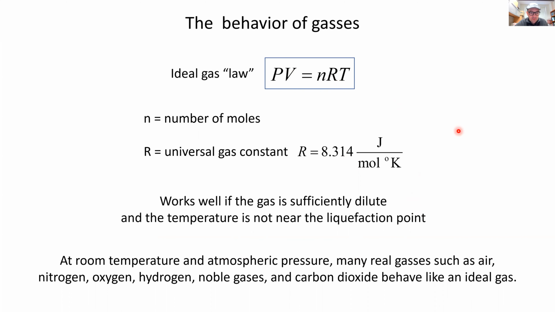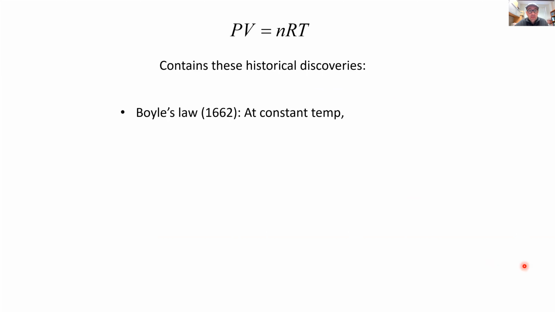Air, nitrogen, oxygen, hydrogen, noble gases, carbon dioxide. This is a very good description of such gases at room temperature and atmospheric pressure. Okay. A couple of historical discoveries are incorporated into the statement of the ideal gas law. Boyle's law, 1662. He was not the first to observe this, but he was the first to, I guess, formulate it. At constant temperature, pressure times volume is constant.